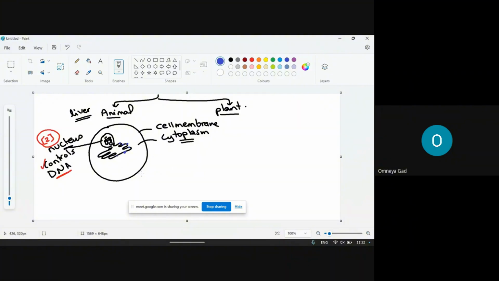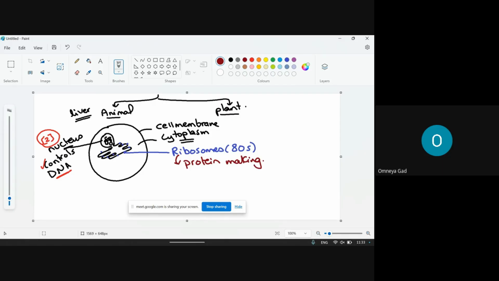Okay, number one, the dots are ribosomes. But this type is the advanced type, which is called ATS. What is the function of the ribosomes? The function of ribosomes is that they are responsible for protein making, or synthesis, or manufacturing.